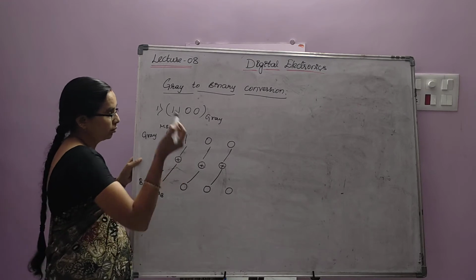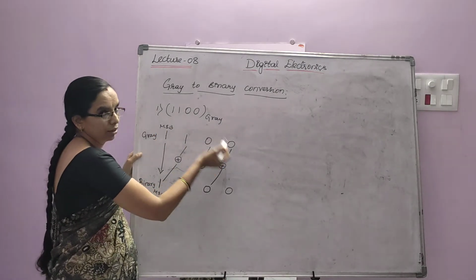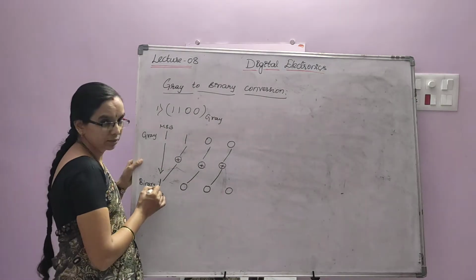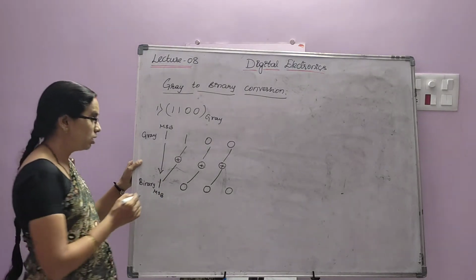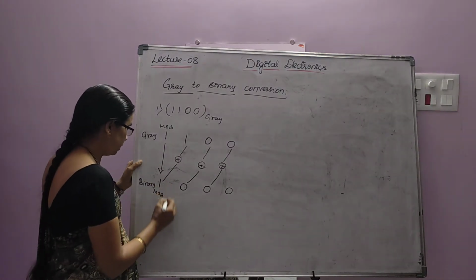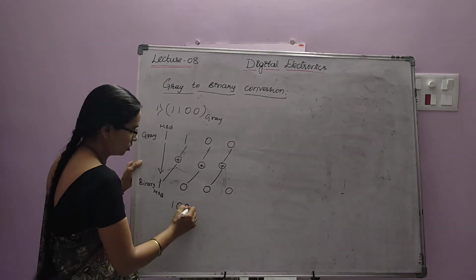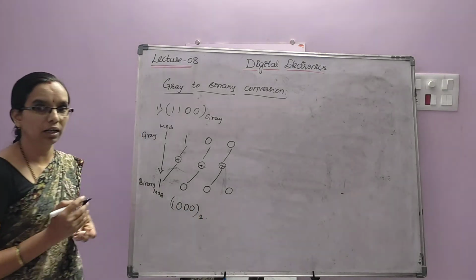In binary to gray we used to XOR with the next bit of the same code, but here the answer bit is XORed with the question bit. Okay, so the binary equivalent of gray 1100 is 1000. Just check this in your gray code table.